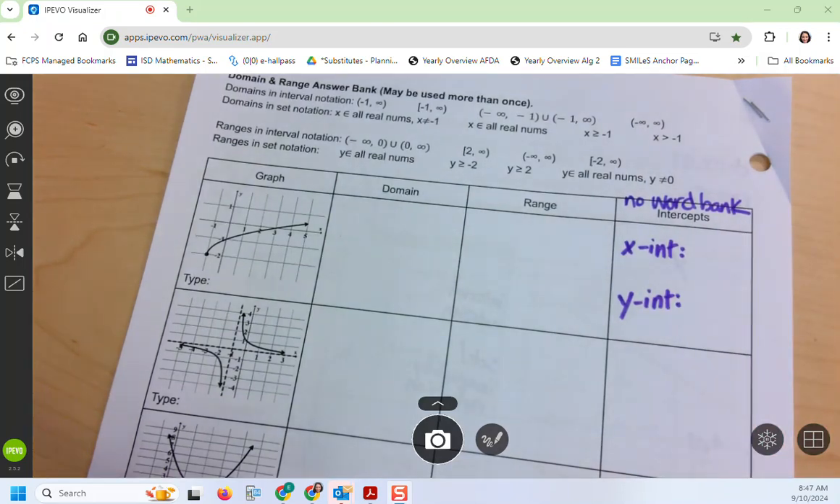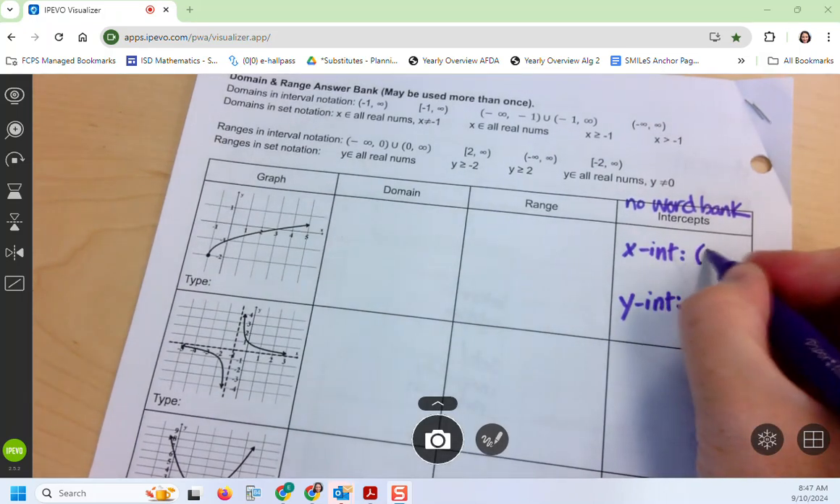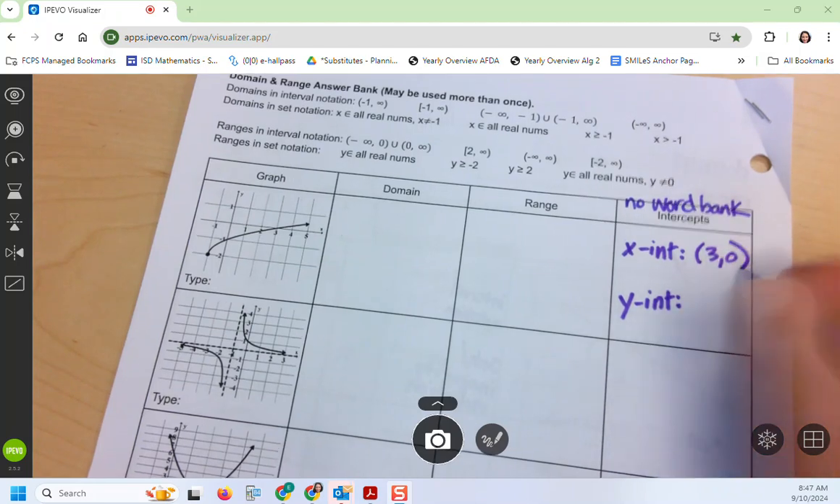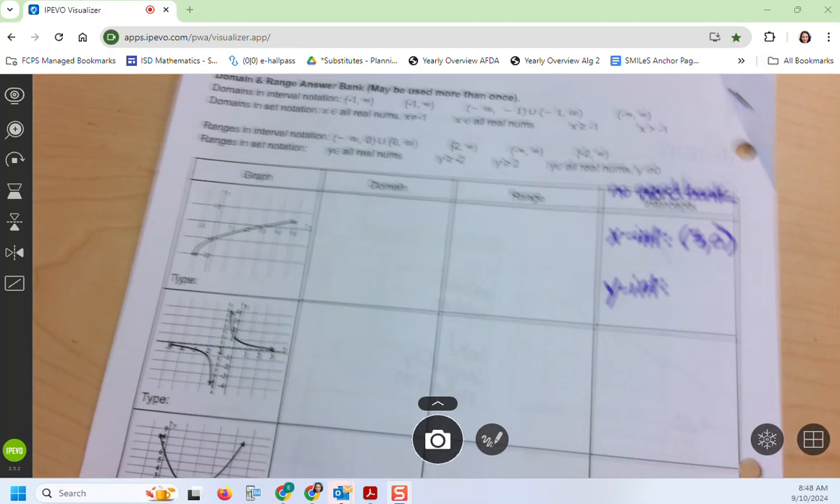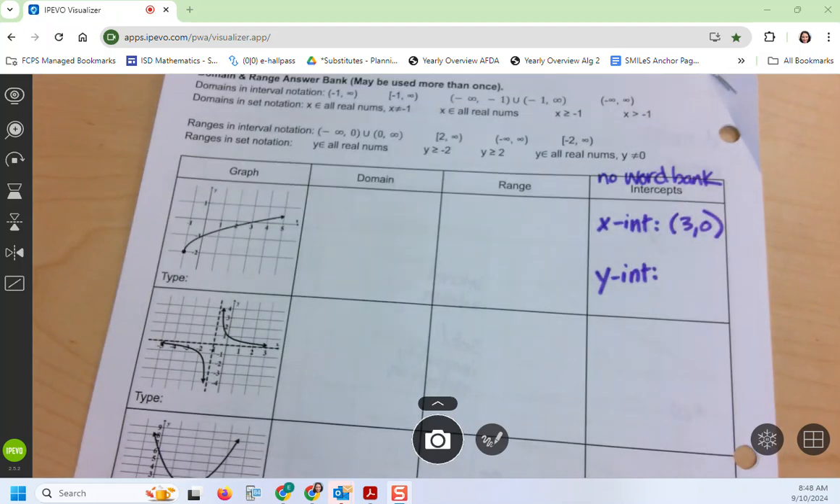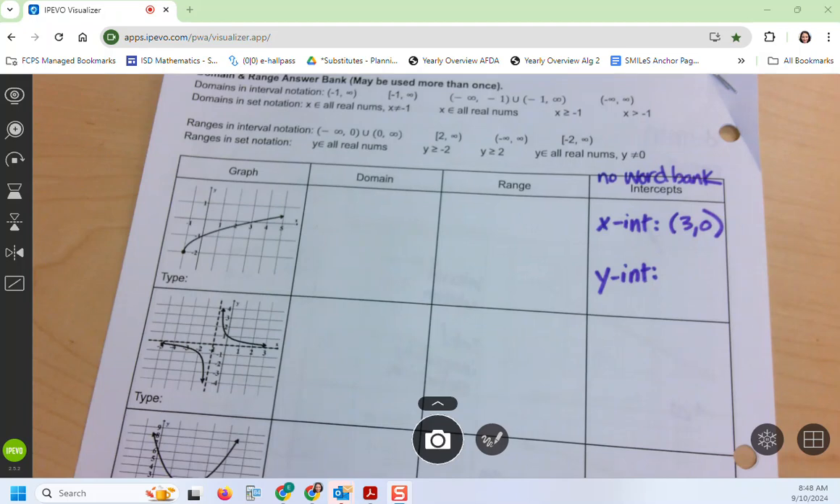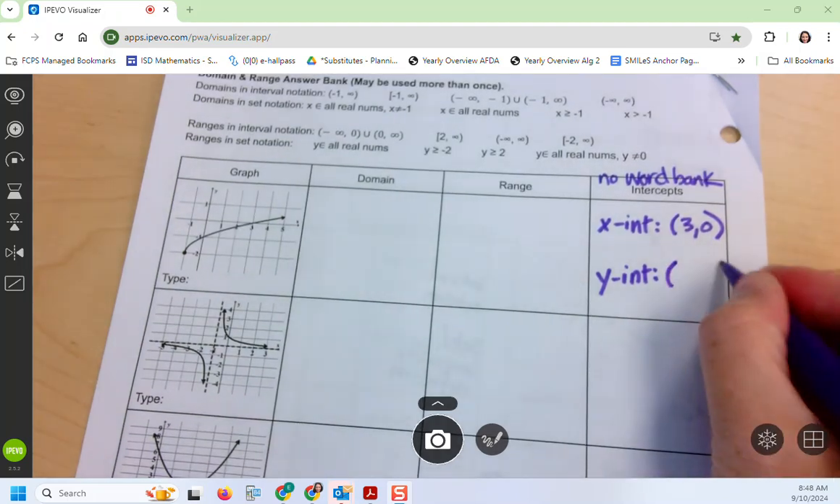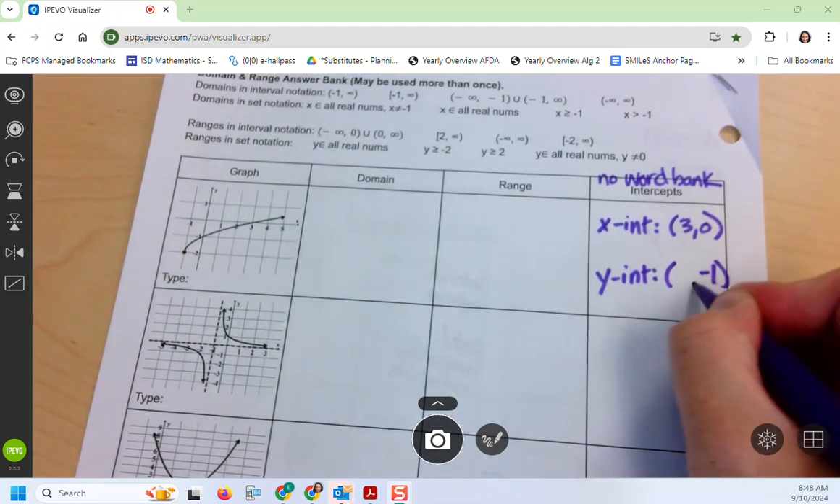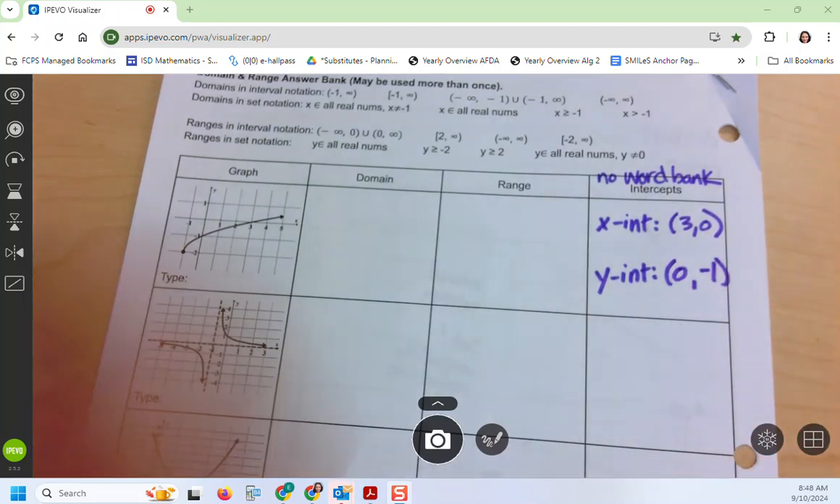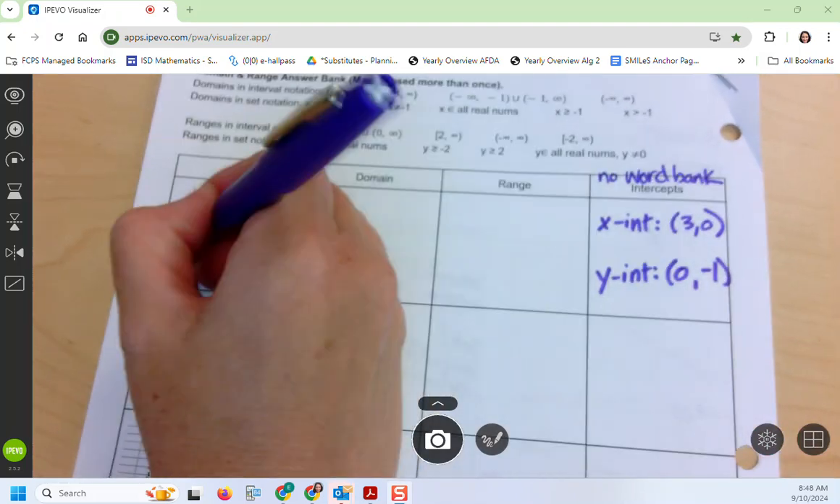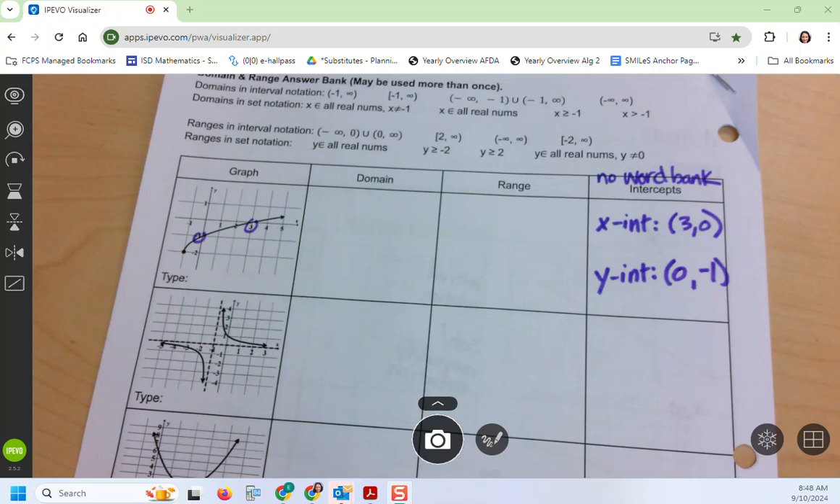Where does my graph cross the x-axis? What number? 3, good. So I'm going to make the point (3, 0). Where does my graph cross the y-axis? -1, right? And -1 this time is the y value, so that goes there: (0, -1). So I was talking about this point and this point, okay?